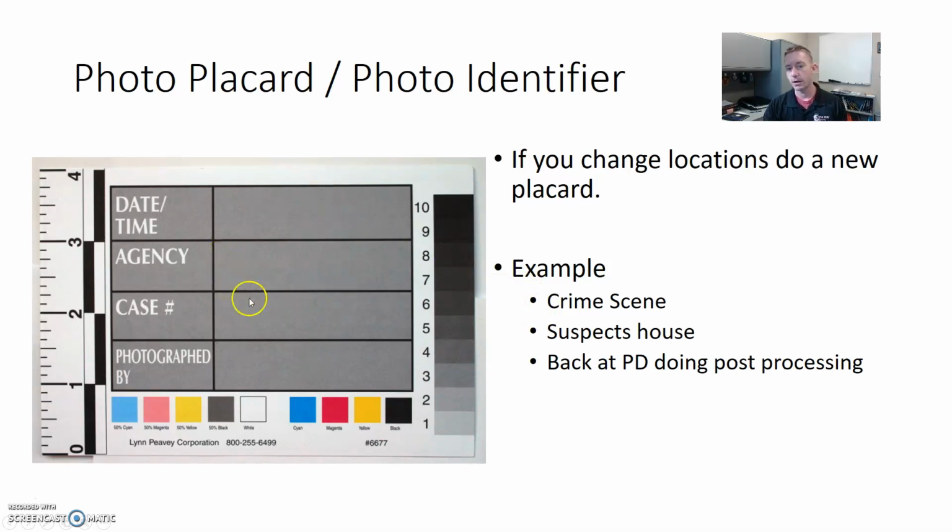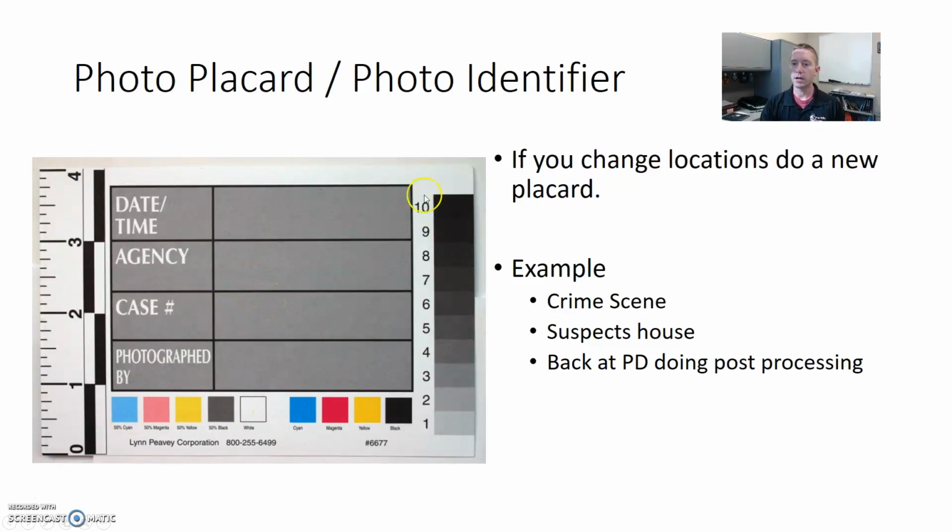So I would like to have case number ABC 1, 2, 3, whatever our case number is, and then have location 1, 2, 3 Main Street, victim's house, and then the next photo placard would be the same case number, and then it would be 527 Elm Street, suspect's house. So we know where these photos are taken as it relates to this particular case number.